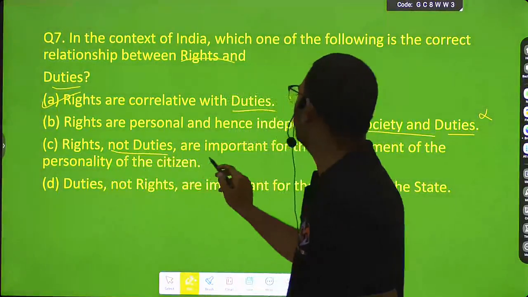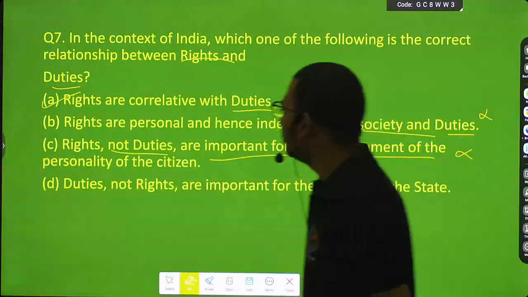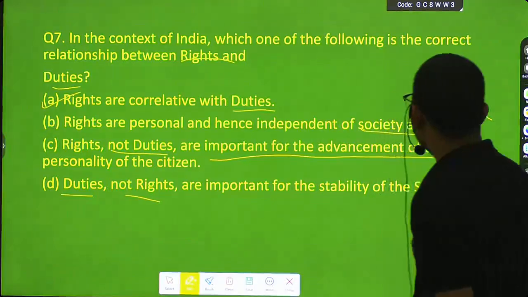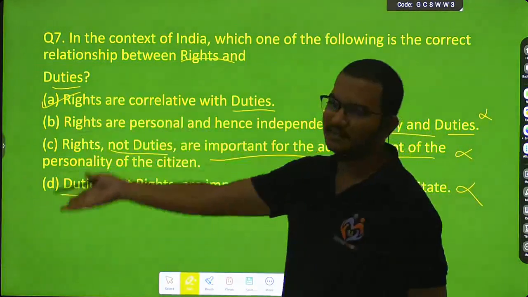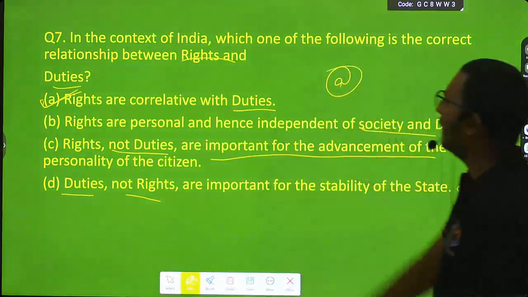Rights, not the duties, are important for the advancement. Both are important, guys. So this is also wrong. Duties, not the rights, are important. Both are important. So this is quite an easy question. So your answer is option A.